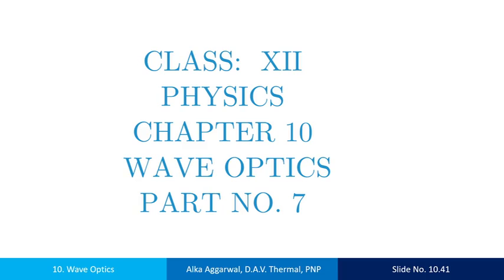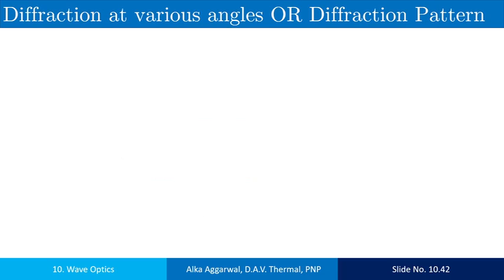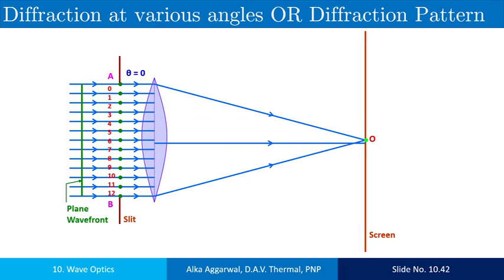Let us continue with the topic diffraction. Now, AB is a slit and here we are seeing its magnified view. We are using a lens which converges the beam.